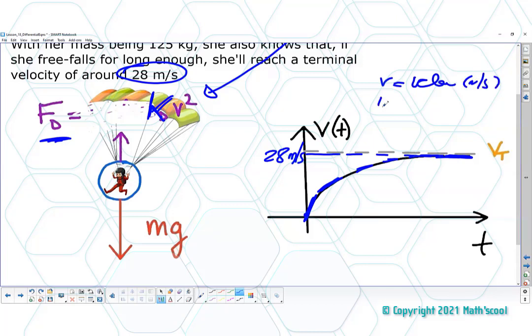And time in seconds. Okay, lovely. We've defined our things. Right. Now you've got to form a differential equation. I'll give you a little bit of a clue.